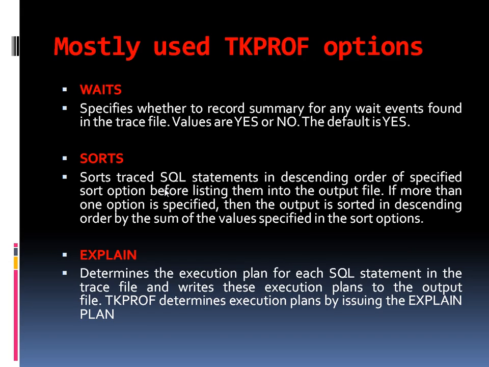Sort orders the traced SQL statements in descending order of the specified sort operation before listing them into the output file. Explain will generate an execution plan for each SQL statement in the trace file and write those execution plans into the output file; TKPROF determines the execution plans by issuing an explain plan statement. But I will not use these options. I will go for the default options, and it will have all the vital details including the actual query execution plan.